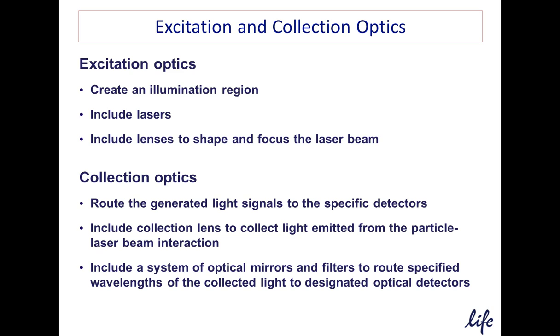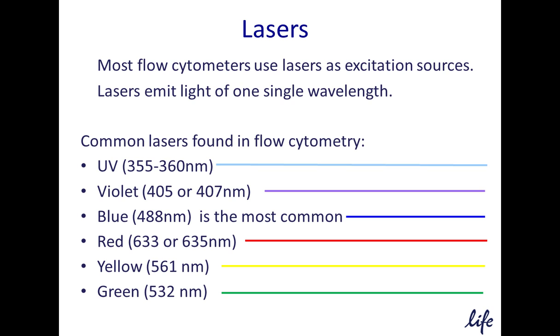Excitation optics create an illumination region. They include lasers and lenses to shape and focus the laser beam. Collection optics route the generated light signals to the specific detectors. They include collection lenses to collect light emitted from the particles and include a system of optical mirrors and filters to route the specified wavelengths of light to the designated optical detectors.